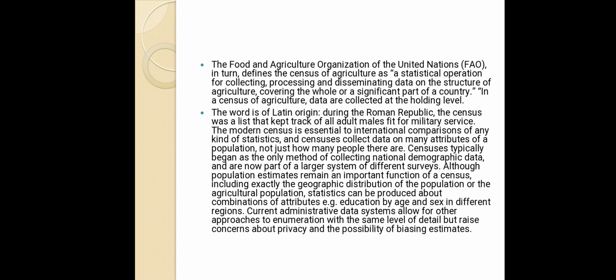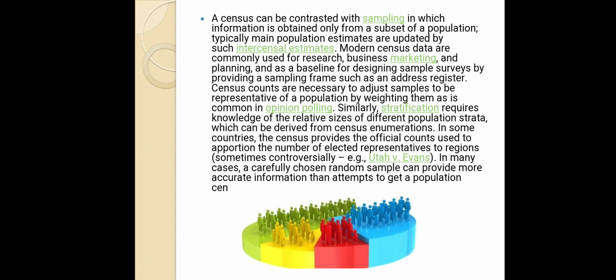Statistics can be produced about combinations of attributes, for example, education by age and sex in different regions. Current administrative data systems allow for other approaches to enumeration with the same level of detail but raise concerns about privacy and the possibility of biasing estimates. A census can be contrasted with sampling and interstitial estimates and marketing as well as opinion polling, and stratification requires data which can be derived from census enumeration.